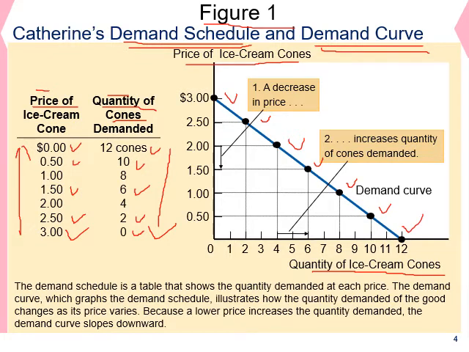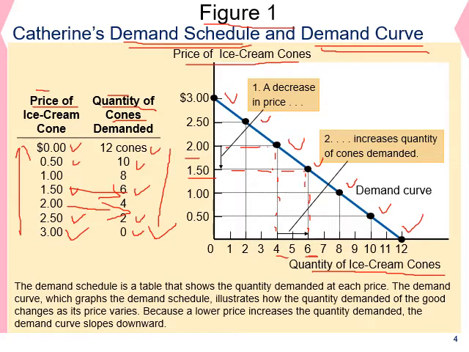For instance, at $2, Catherine is going to purchase four cones. At $1.50, Catherine will be purchasing six cones, which is represented by this point on the demand schedule. So $1.50 is connected to six cones.